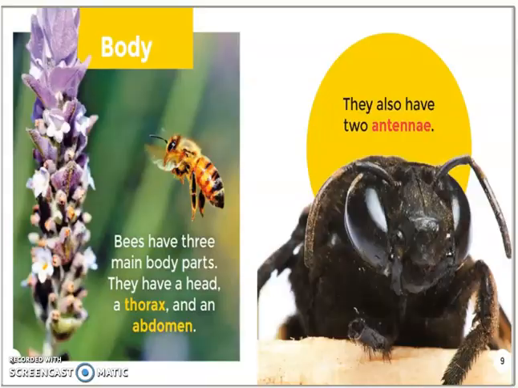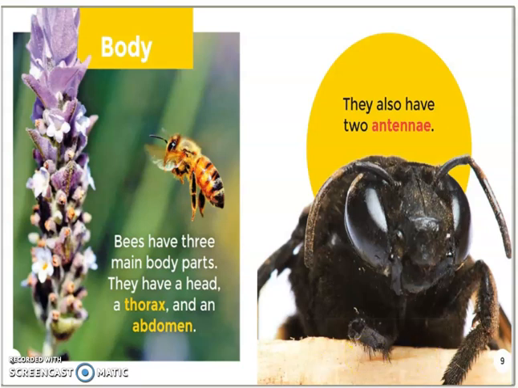Now let's look at our second book. I turn to page 8 and 9 where it's talking about the body. Let's read. Bees have three main body parts. They have a head, a thorax, and an abdomen. They also have two antennae. This book teaches us that the bee has three body parts, and it also taught me that bees have two antennas.